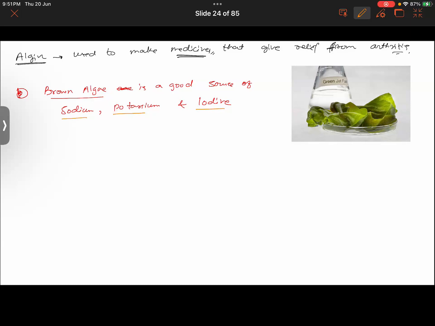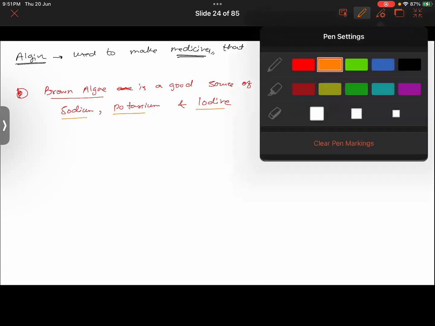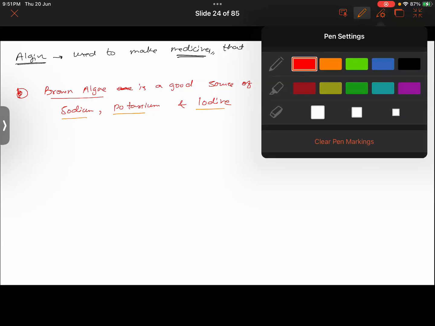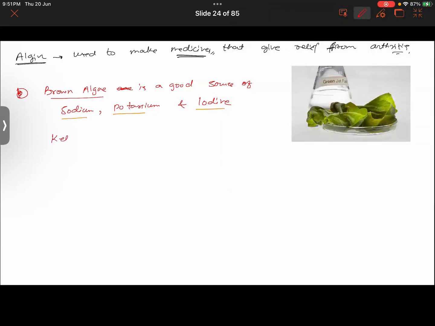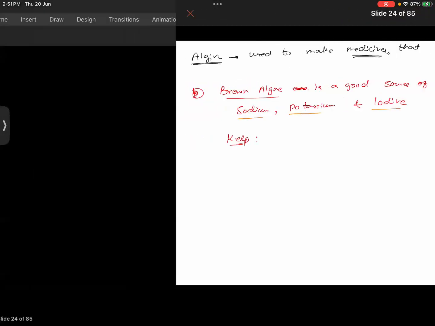All right, now. Then you have a special type of alga. You might have heard of this alga, kelp, particularly found in oceans. See, this is how kelp basically looks.